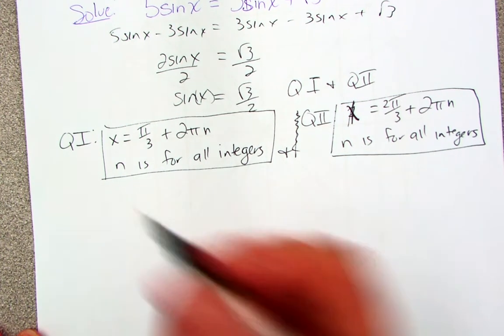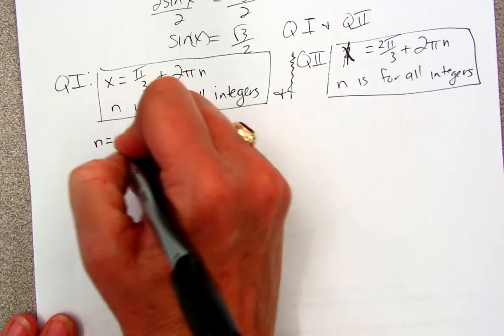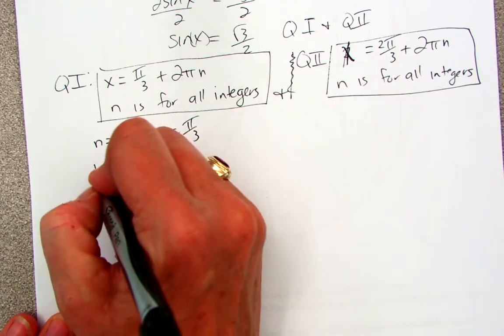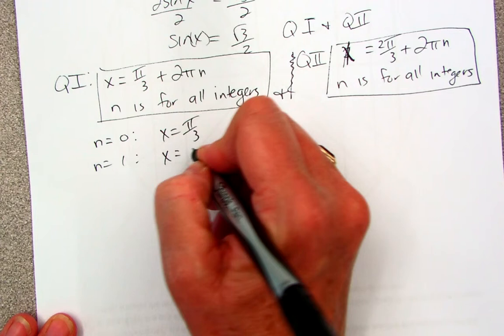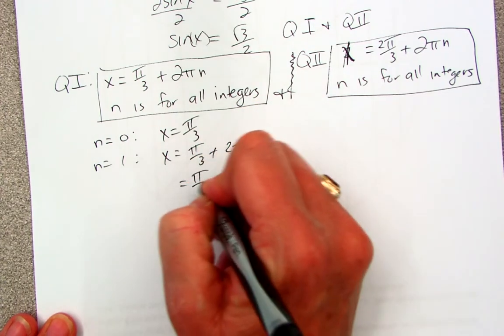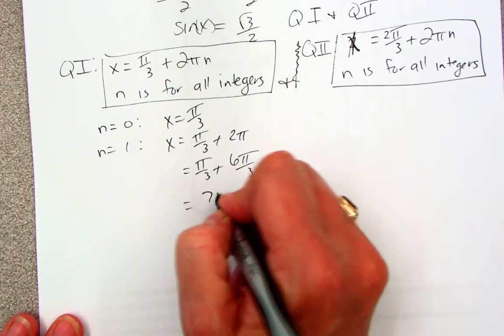Right? So let me show you that it's all of them. I'm going to let n equal 0. That gives me x equals pi over 3 when n is 0. When n equals 1, it'll give me x equals pi over 3 plus 2 pi. That is pi over 3 plus, I want a denominator of 3. That's 6 pi over 3. So that is 7 pi over 3.